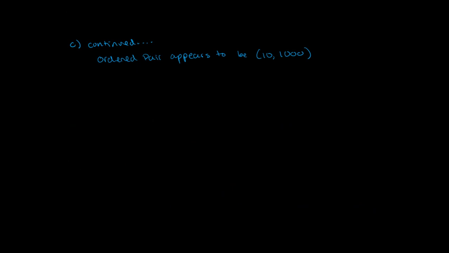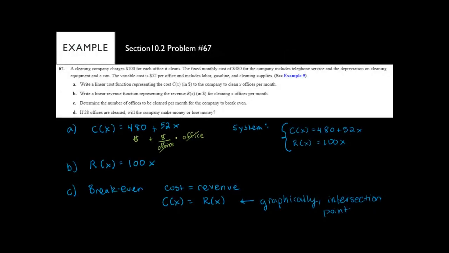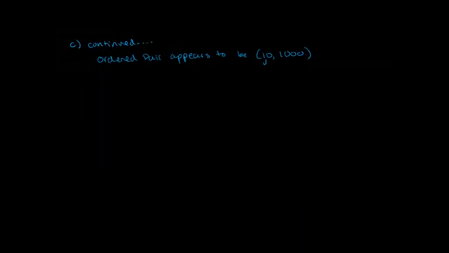X is our input. And you can go back to the problem. X is the number of offices that we're cleaning per month. So that is number of offices here. And then the 1000 is just the dollars. And that is the cost is $1,000, but the revenue is also $1,000 because that's where they break even, where you're spending as much as you're bringing in.